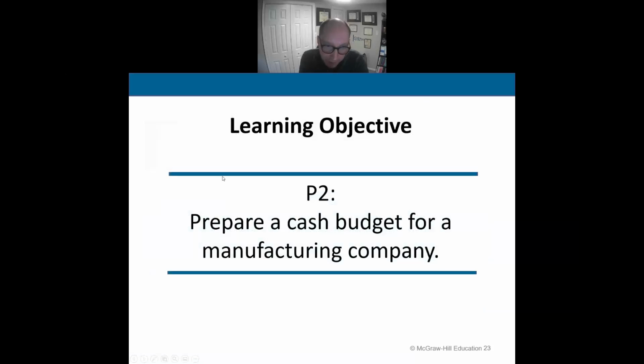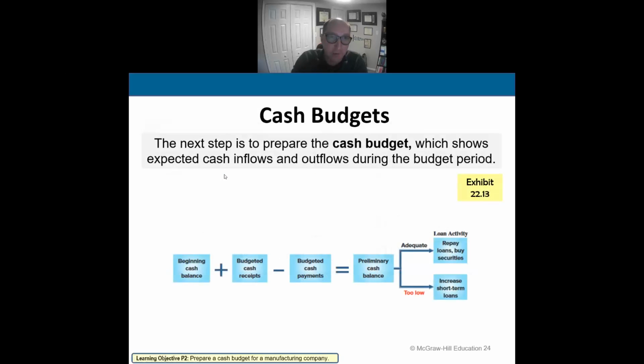And the last thing we do is budget for cash. It's important that the business budgets for cash because the business will use cash for the day-to-day operations of the business, but also for some financing activities.